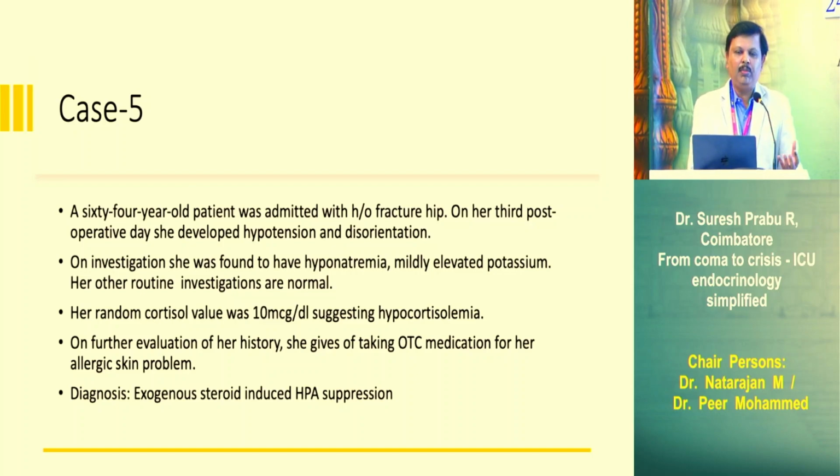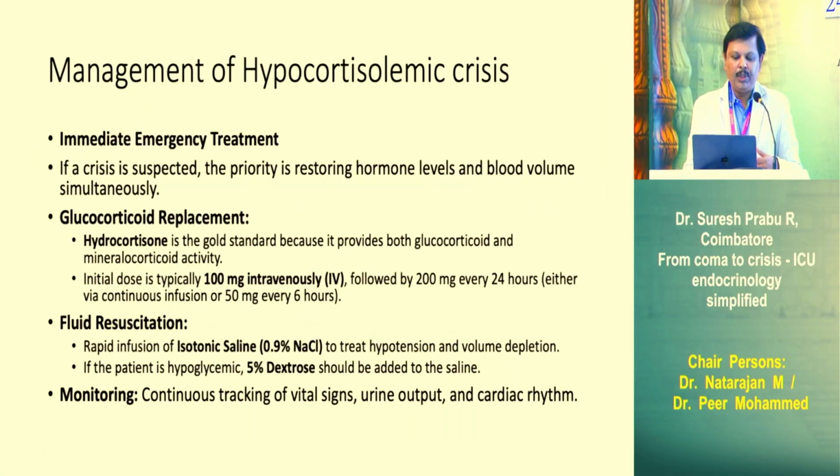and it was invariably found to have betamethasone, which the patient was taking at night. So it was diagnosed as exogenous steroid-induced HP axis suppression. The gold standard treatment for a patient with a hypocortisolemic crisis is hydrocortisone. We start with 100 milligram IV stat followed by 50 milligram every 8 hours for 24 hours. And then we can follow these patients.